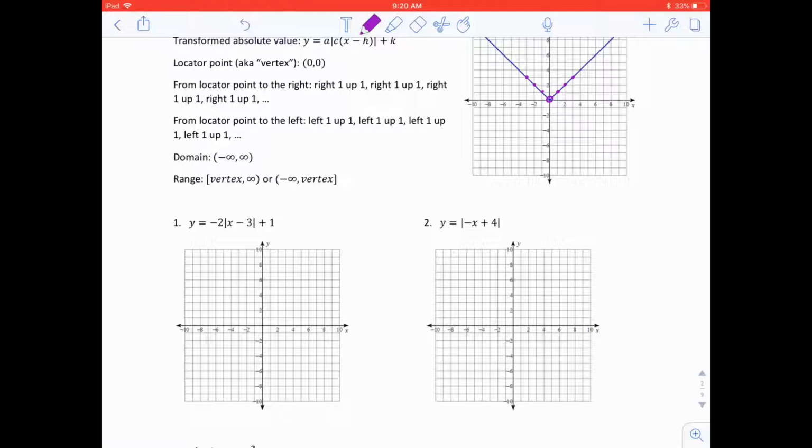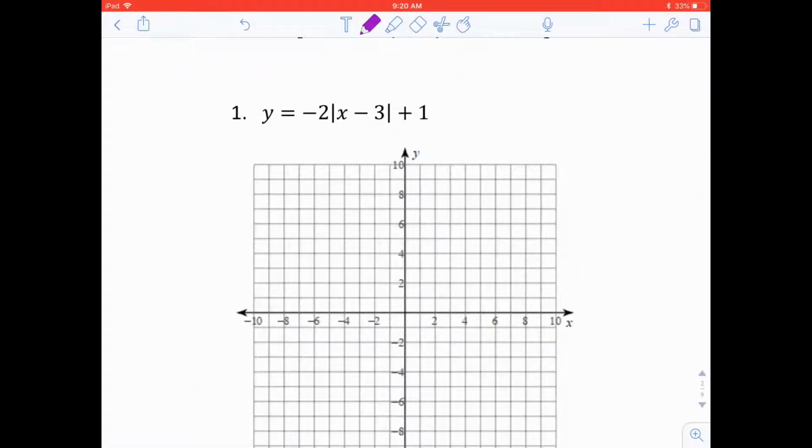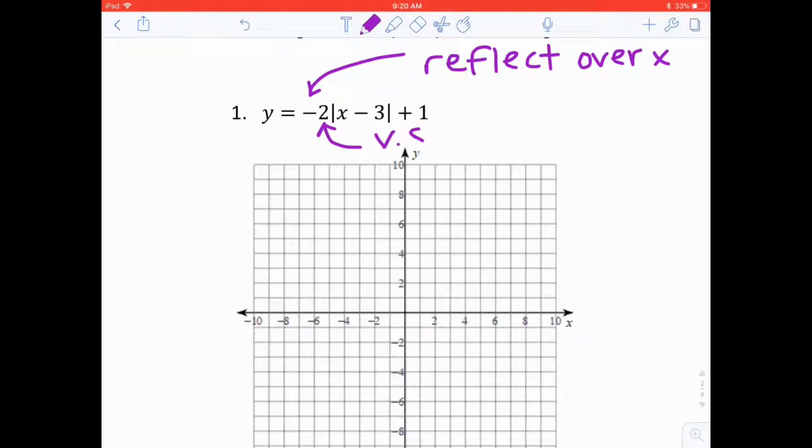So that pattern is going to be important because it's going to help us graph a transformed absolute value graph. We're going to go ahead and look at number 1 first, and it's going to be helpful if we identify what our transformations are. So that negative in the front tells you that the graph has been reflected over x. And then the 2 in the front tells you that the graph has been vertically stretched by 2. The -3 inside the absolute value sign tells you the opposite of what you would think. So it tells you that it goes to the right.